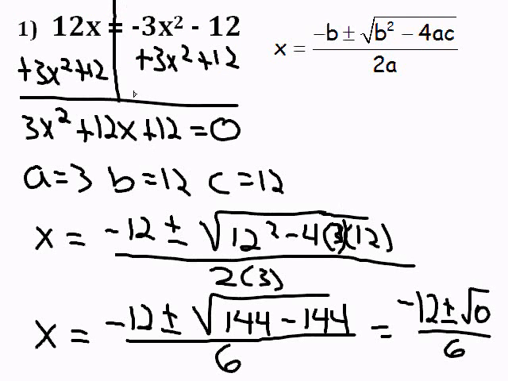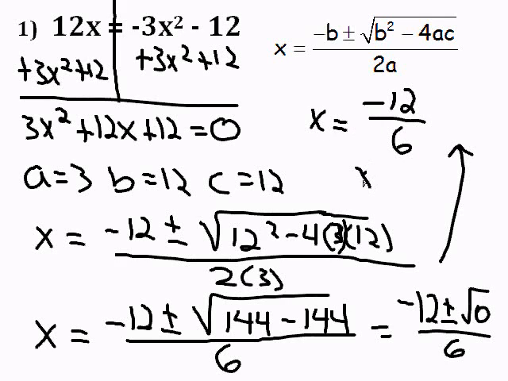I went ahead and got the equation equal to 0 and wrote it in standard form. Found a equal to 3, b equal to 12, and c equal to 12. Substituting those values in, I simplified the inside of the square root, got 144 minus 144, which gave me 0 inside the square root. So, when I simplify that a little further, I get negative 12 plus or minus the square root of 0. Now the square root of 0 is just 0 over 6. So, in the end, I get x is equal to negative 2 as my one and only solution.